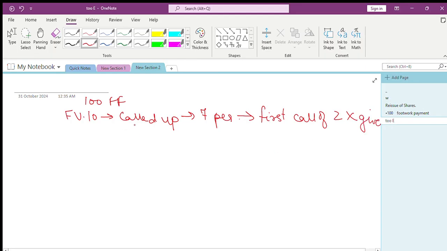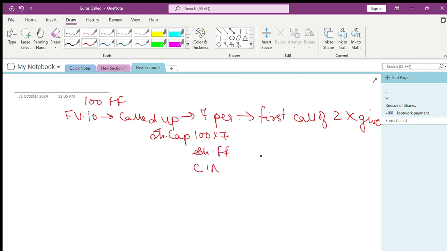So what will be our forfeiture entry? Share capital debit 100 into called up capital, which is 7. Share forfeiture and calls in arrear get credited. Calls in arrear is the amount not received, that is 2 rupees per share. Out of 7, 2 not received. What is received is 5 rupees per share. This is our forfeiture entry.